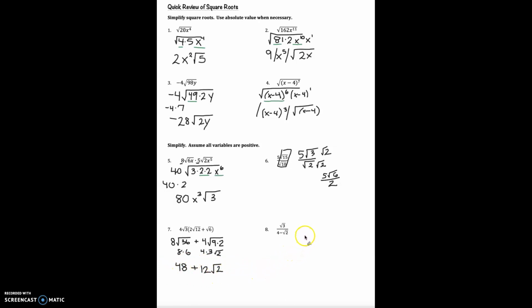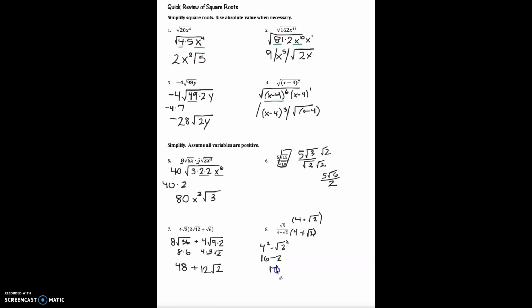And our last one, we have an expression in the denominator, 4 minus root 2. To get rid of our radical in the denominator here, remember we have to multiply by the conjugate. It's that difference of squares, a minus b, a plus b is a squared minus b squared. So we're going to multiply by 4 plus root 2. All right, and I always like doing my denominator first. So I'm going to do 4 squared minus root 2 squared. So I get 16 minus 2, which is 14.